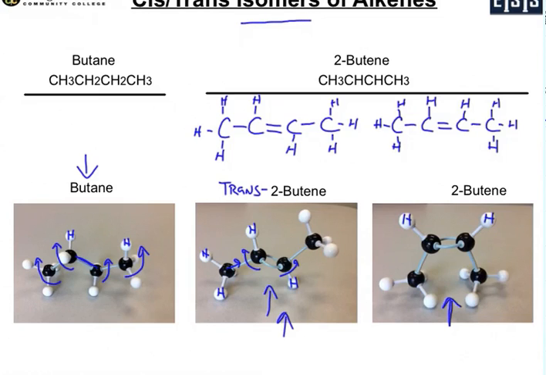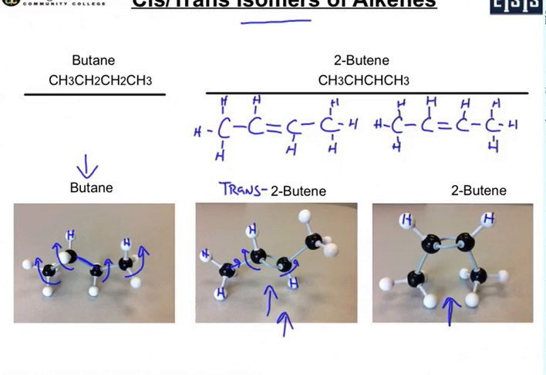Remember, I should have mentioned a little bit earlier, isomers: same molecular formula for the molecules, but different structure. And so this is a trans form of 2-butene. Trans meaning across, or you can think of transportation, or maybe some students will use trains. They're across from each other, apart.